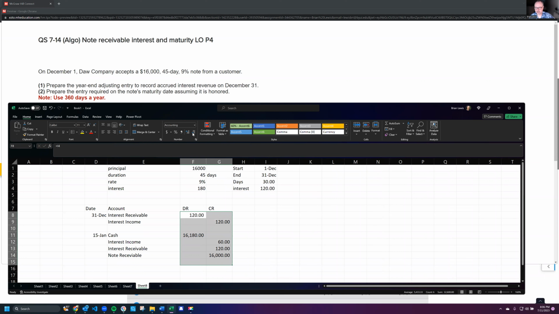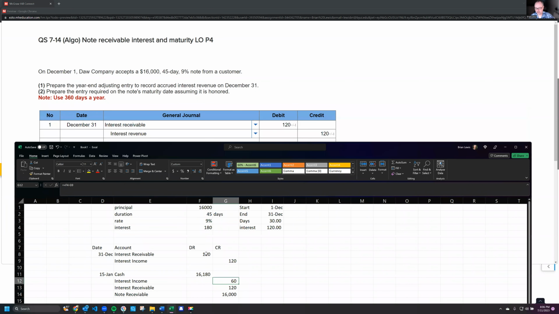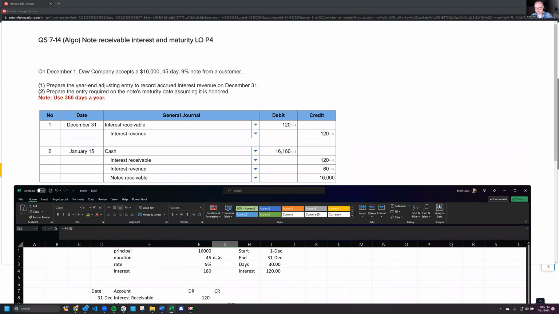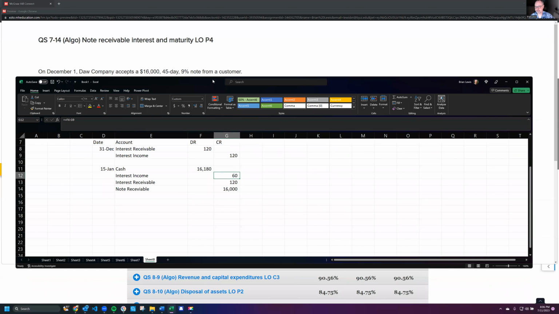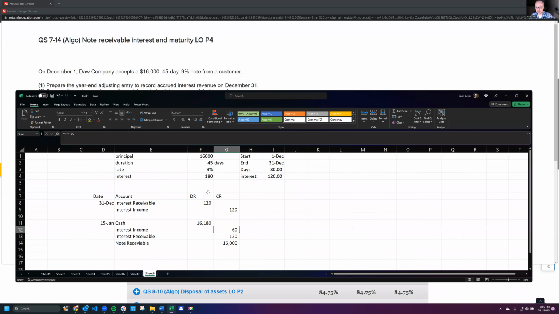Let's just make sure we can see that. Okay, those are our entries. Now let's check. 120, interest receivable, interest income, or interest revenue. Okay. And then we have the second part, which matches my part, which is right there. 116 and 180, 60. I just have these backwards compared to theirs. And I have the clearing out of the receivable. Okay. Hopefully that helps walk you through how that came together.